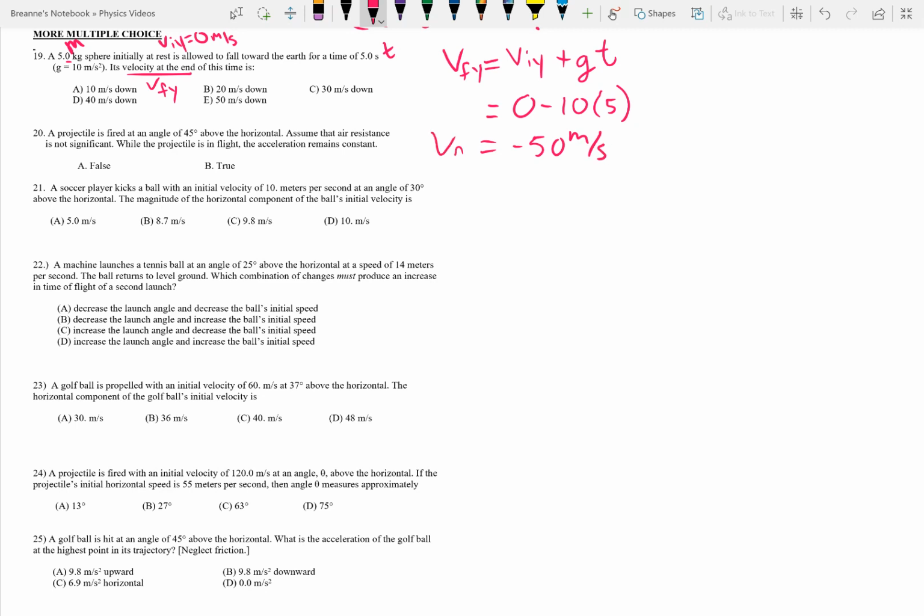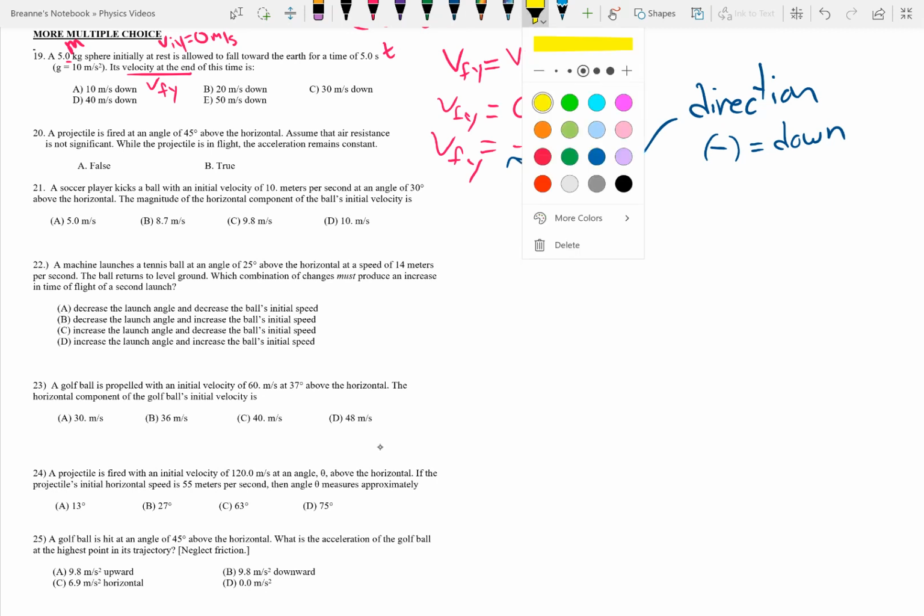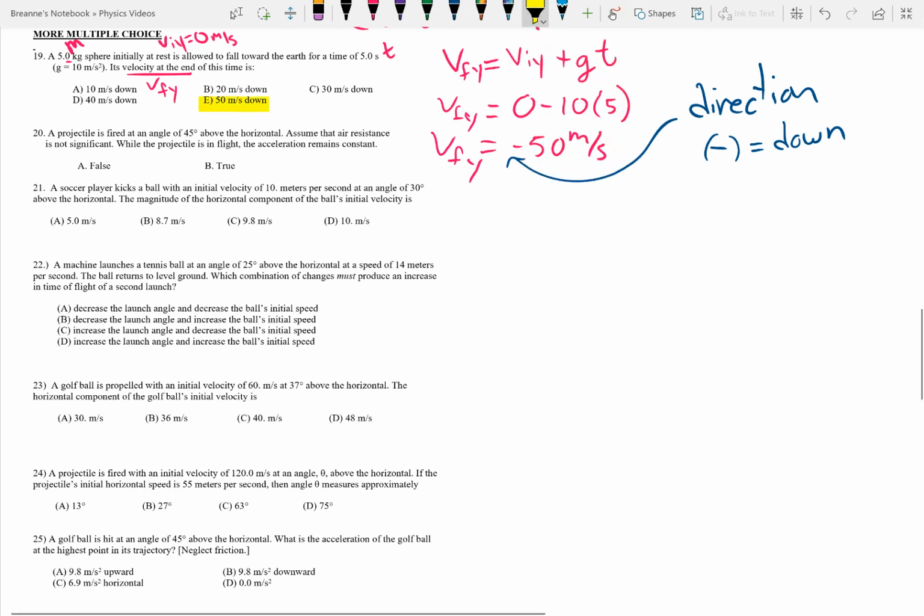And know that your V final y, and remember, that negative is just direction. That negative is just direction, and negative means down. So V_fy equals 50 down. Do we have a 50 down? Yep, we do. Yay! So our answer would be 50 down.